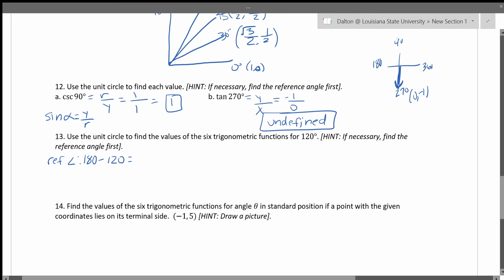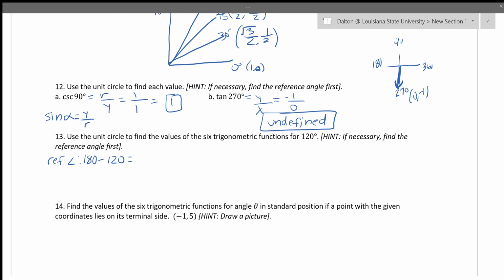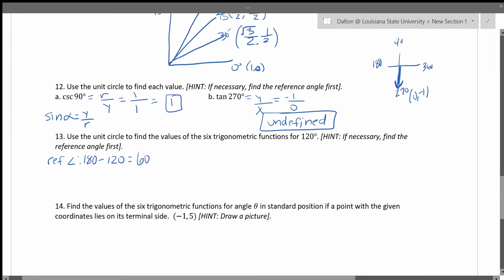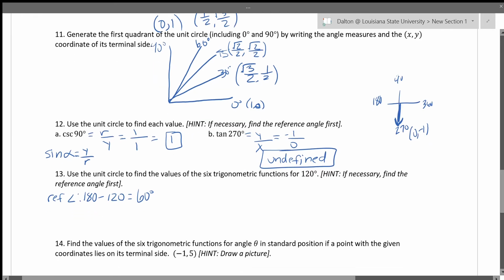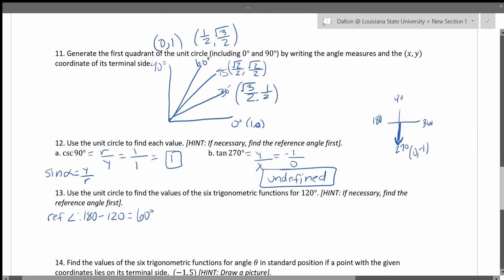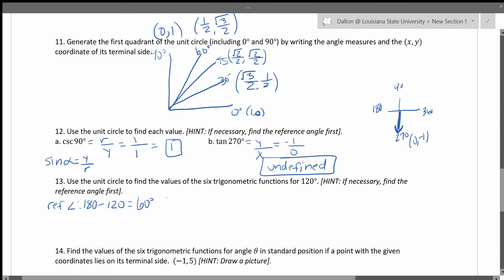So how does that help us? Well, if you have your first quadrant, and you go up there and you look at your 60-degree angle, its coordinates are 1/2, square root of 3 over 2. So that means the 120-degree angle, remember this is the quadrant 1 reference angle, 120 degrees is in quadrant 2.